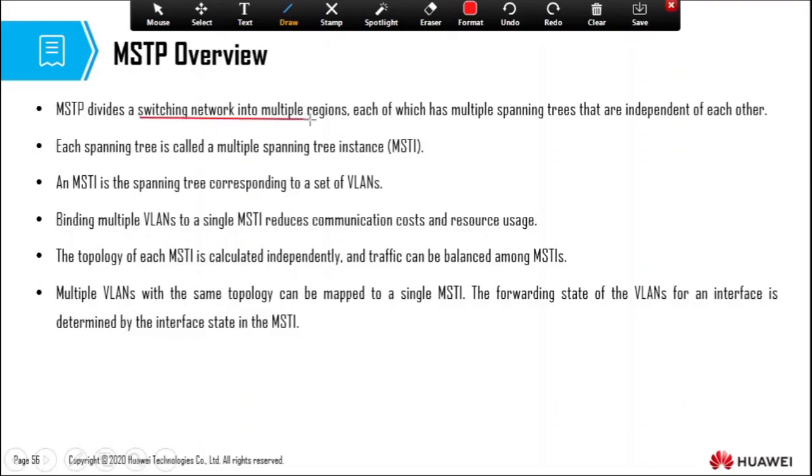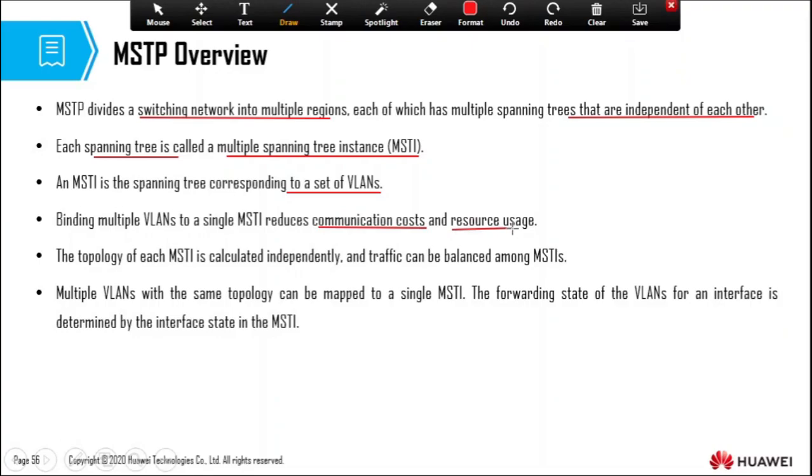It divides a switching network into multiple regions, what we call MSTP regions, each of which has multiple spanning trees that are independent of each other. Each spanning tree is called a multiple spanning tree instance, MSTI. MSTI corresponds to a set of VLANs. So you can add multiple VLANs on a single MSTI.